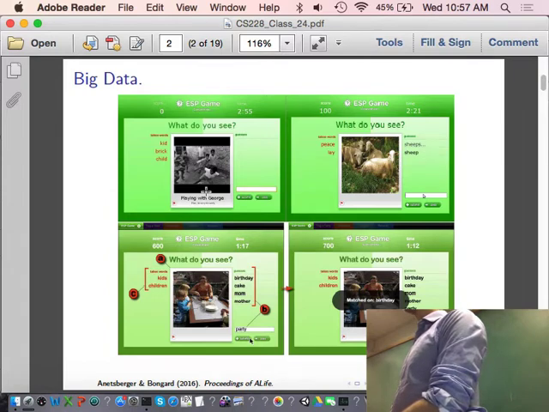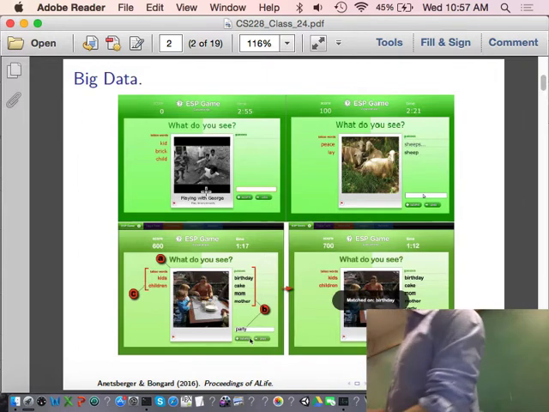Does anybody remember playing this game? Anybody know what this game is? No? Oh, there you go. It is becoming truly historical. So this was the ESP game.